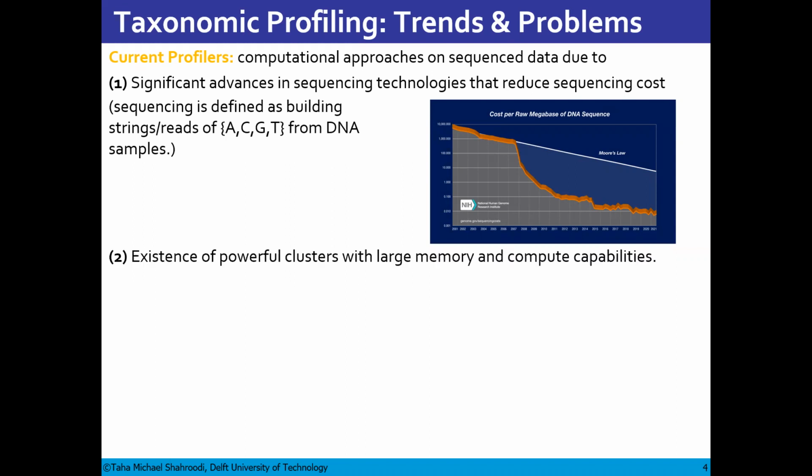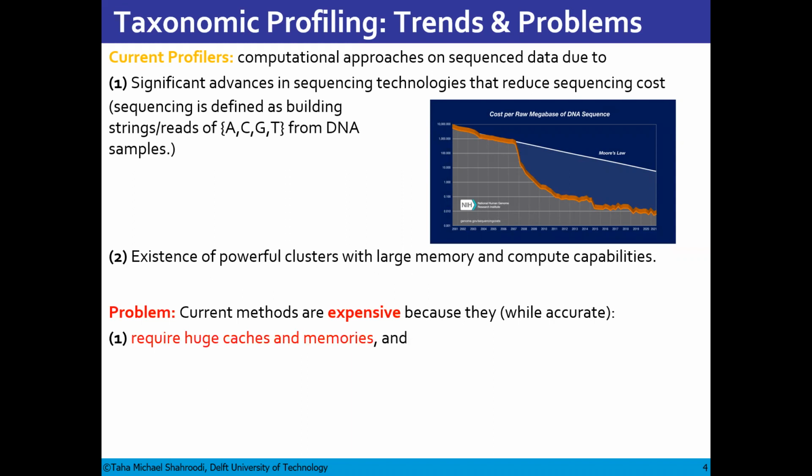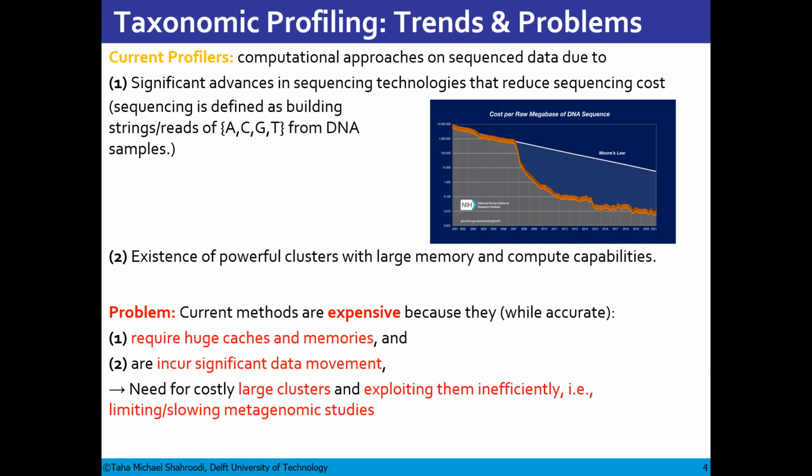Second, advances in computational power and the availability of powerful clusters make computational approaches faster and more economical than lab-based approaches. However, current profilers, although accurate, are still expensive for 2 main reasons. First, these approaches require tremendous caches and memories that do not exist in everyday machines, only in clusters. And second, current profilers are mainly memory bound, or at least waste a lot of time and energy on data movement. Therefore, we now use expensive clusters inefficiently, which translates to high costs for metagenomics and delays the process.